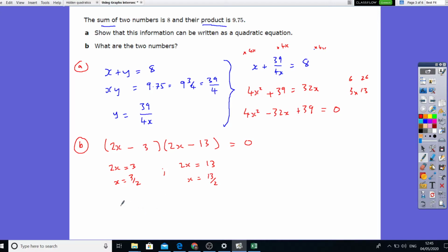It doesn't say the integers, so just be careful. We can have fractions here. Okay, it says nothing about the numbers, so happy days.